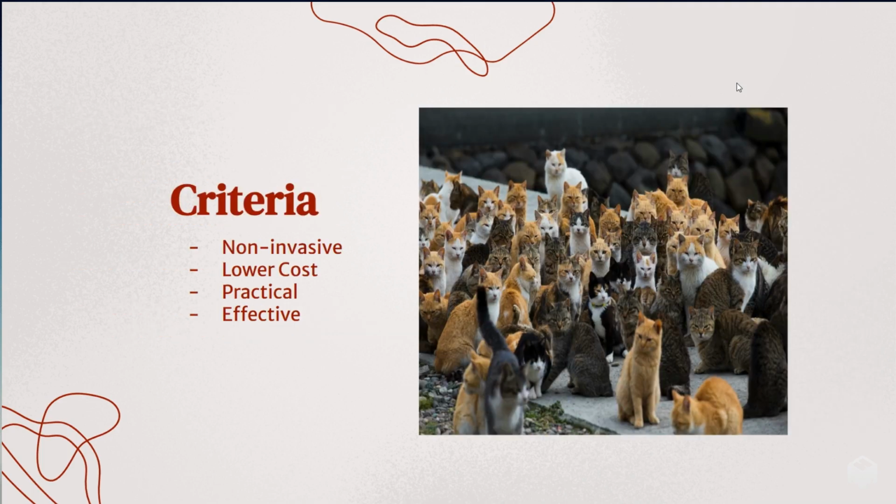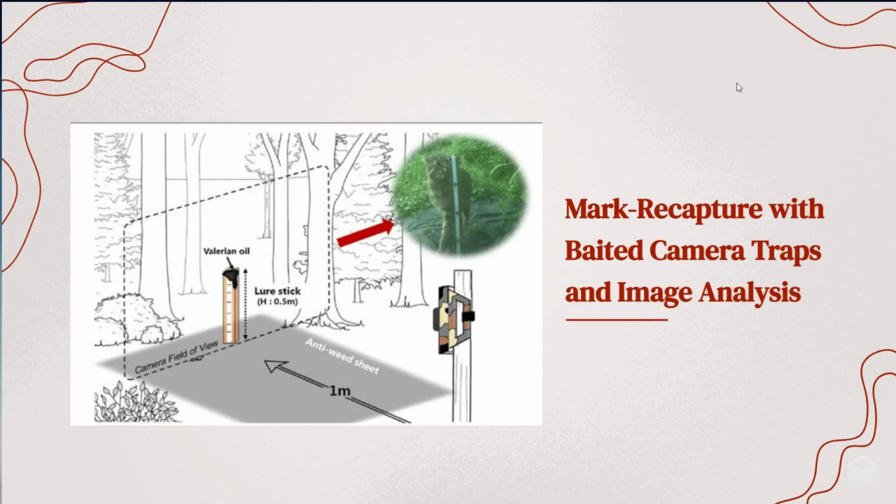While looking at the 3 approaches today, I'll be using the criteria that they are non-invasive, lower cost, practical, and effective to determine whether or not they are or should be recommended. The first approach we'll be looking at is mark recapture with baited camera traps and image analysis. Mark recapture using baited camera traps will attract the feral cats to a specific location.